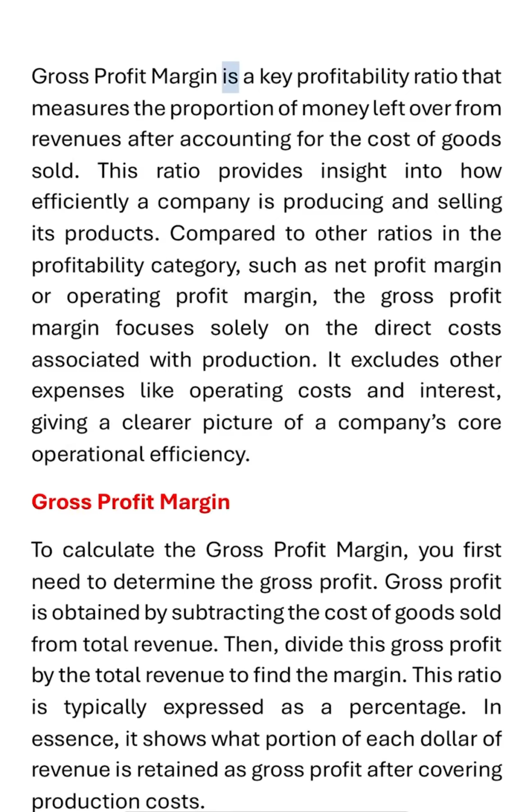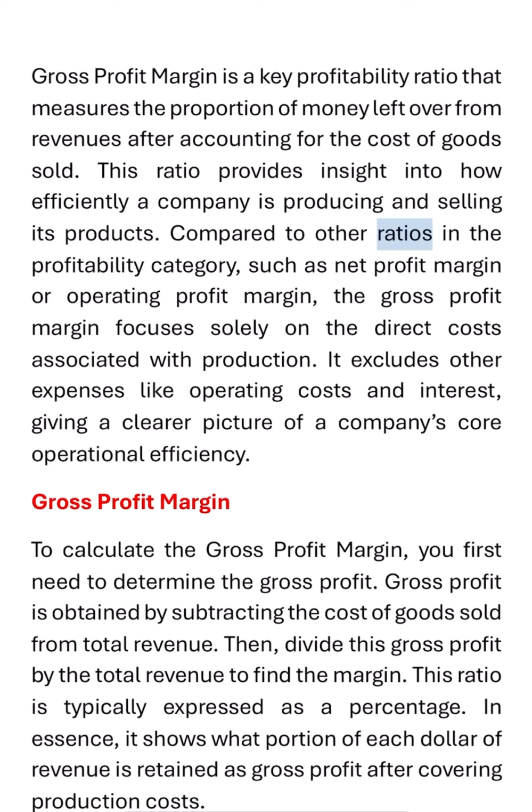Gross profit margin is a key profitability ratio that measures the proportion of money left over from revenues after accounting for the cost of goods sold. This ratio provides insight into how efficiently a company is producing and selling its products.